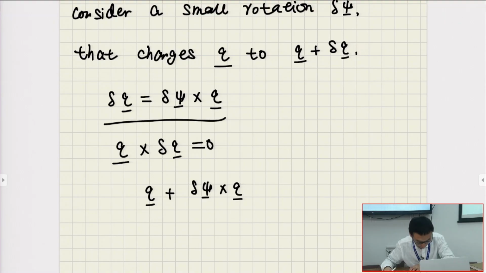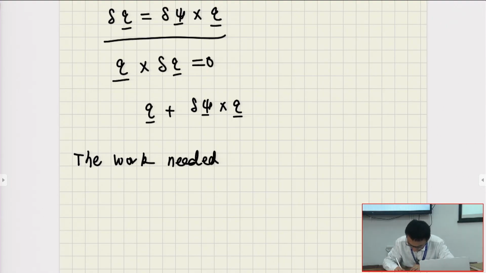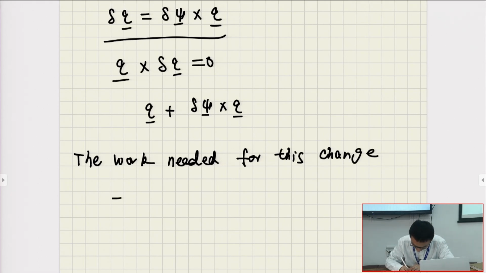Good. Okay, great. So what we have then is, when we apply the external torque for this change, it's going to do some work. So the work needed for this change is given by the torque times delta psi. So this has to be equal to the change in the potential energy.